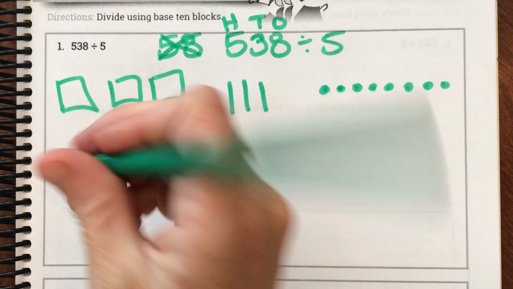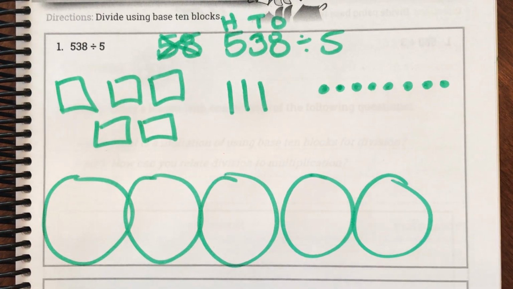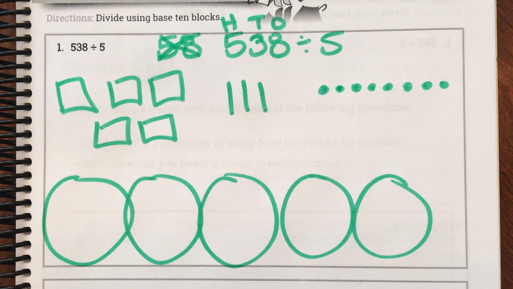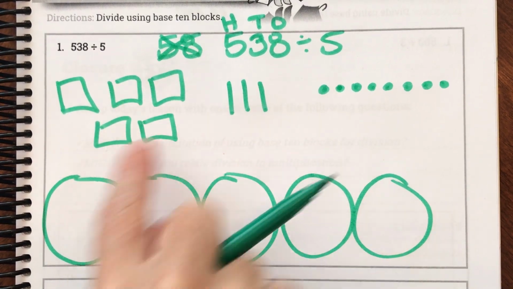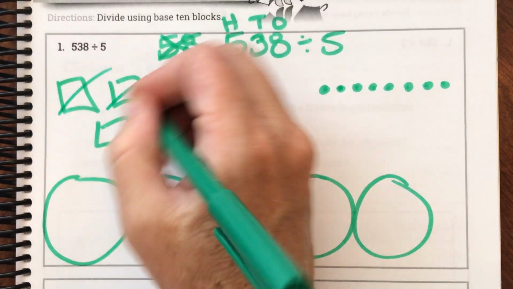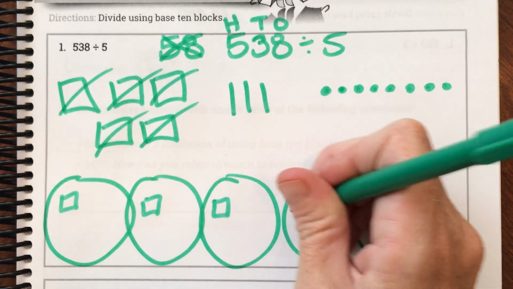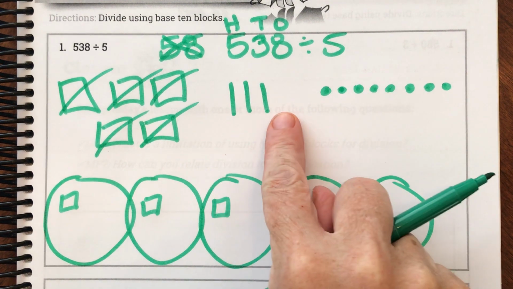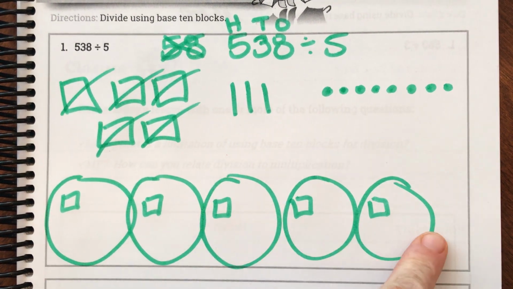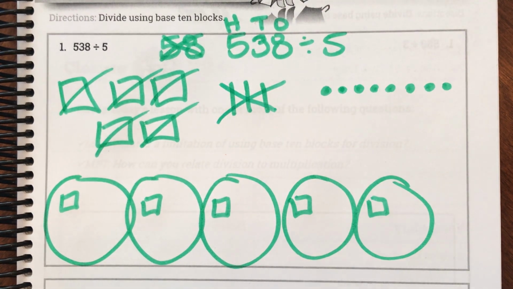Now our divisor is 5, so let's make 5 groups. Okay, and now we're ready to start dividing. We start with our hundreds first. I have 5 hundreds and I have 5 groups, so I have just enough to give each group 100. Now I have 3 tens. I don't have enough to give everyone 1, so I need to unbundle those 3 tens.